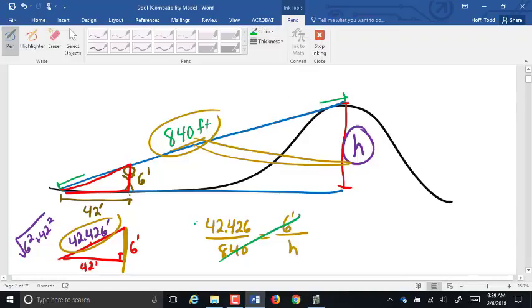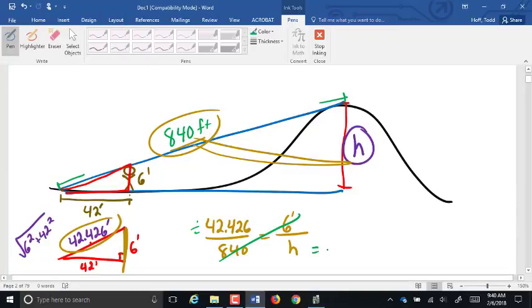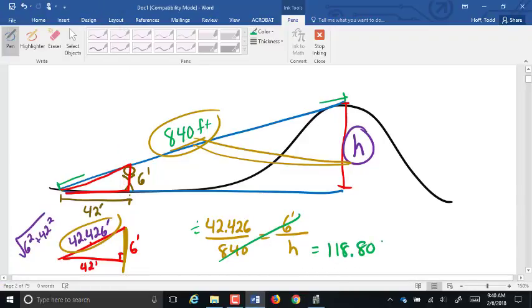So then we will cross multiply and divide. So 840 times 6 divided by 42.426 is 118.79, 118.80 feet. Oh, it's not really that steep. That's about, what does that come out to be, about a 12 or 13% grade? Yeah, I know. It's the distance from where we're at. The grade of the hill is a lot steeper, that's for sure.